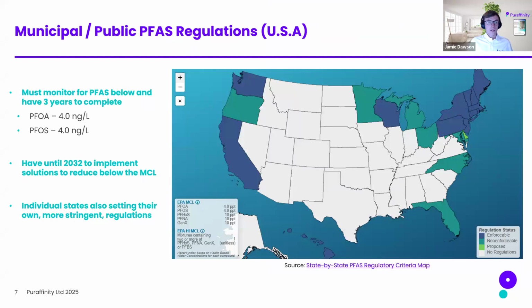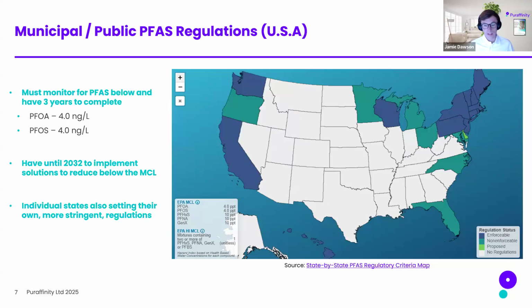Very similar picture in the US. At federal level, covering all the states, we have regulations being deployed for PFOA and PFOS. The timeline to implement solutions to achieve those has been extended to 2032, and they've also removed several PFAS from that regulation that was planned to be implemented by the EPA.